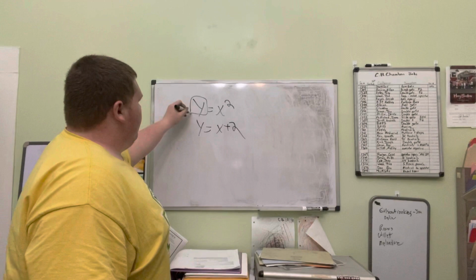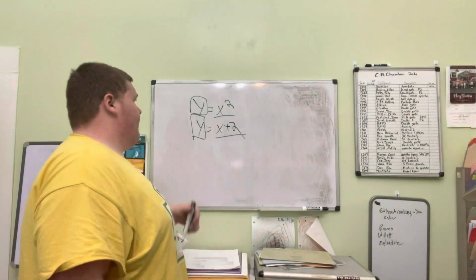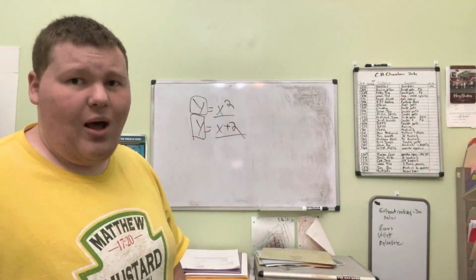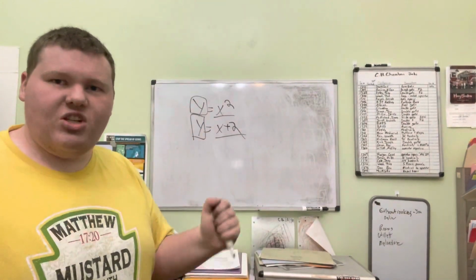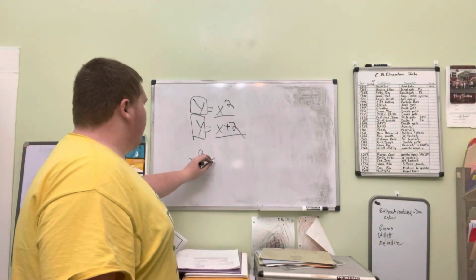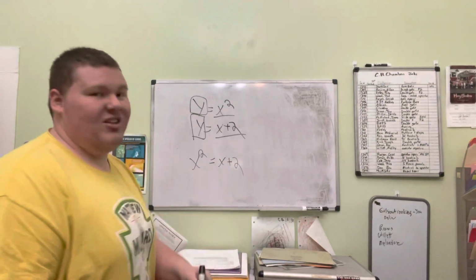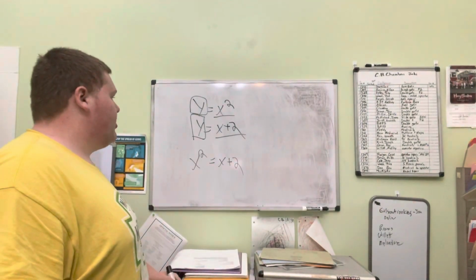Think about it. If y equals x squared and y equals x plus 2, that means x squared must equal y and x plus 2 equals y. Therefore, if both of these things equal y, then they must equal each other. So here's how we're going to set it up. x squared equals x plus 2, because they equal each other, because they both equal y. Okay, you get that. x squared equals x plus 2.